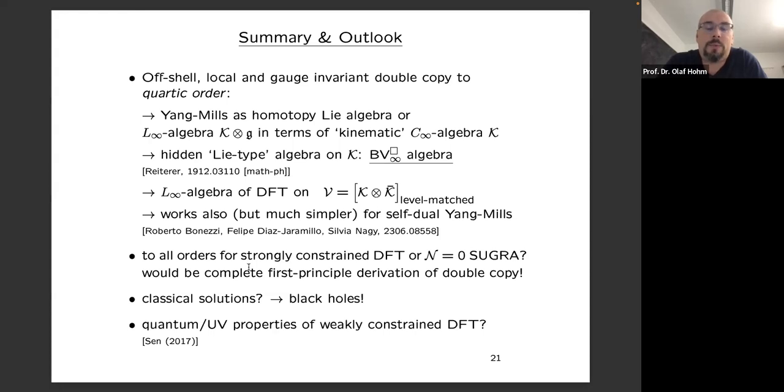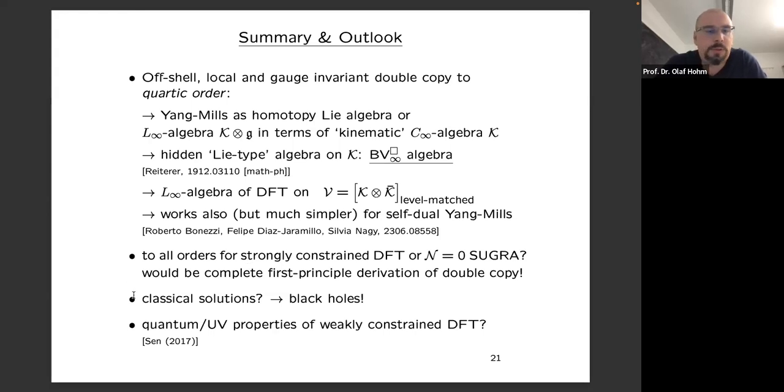And then the second step would be to actually prove that Yang-Mills theory has this algebra in it to all orders, not just to quartic order. And then third, finally, to then do the explicit double copy construction to all orders. And if one had this, it would be a complete first principle proof of double copy. It's an ongoing program, but I'm confident that we'll get there.